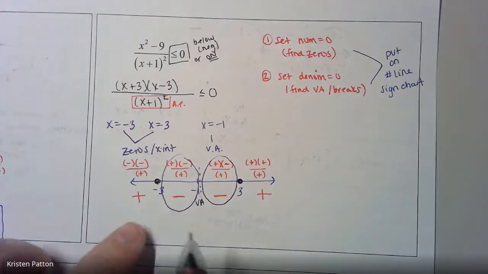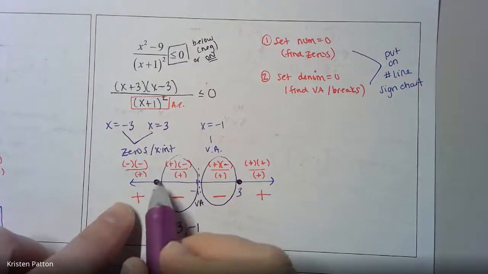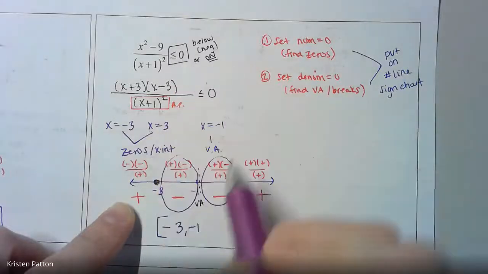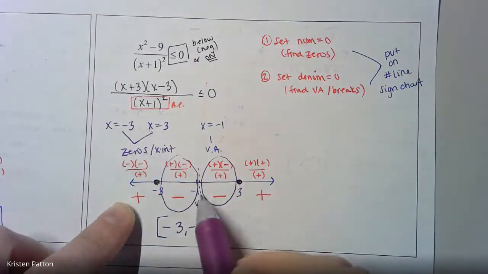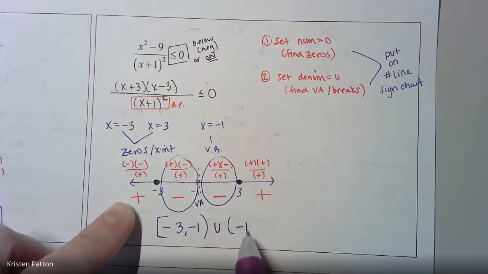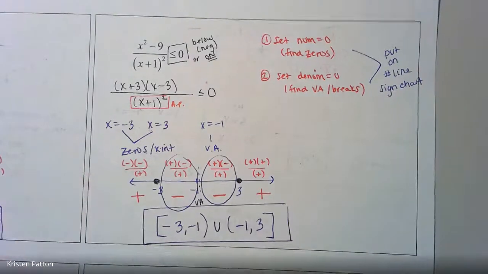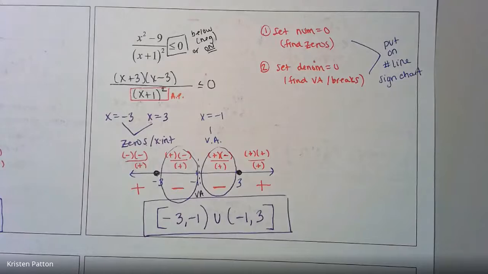Let's write that in interval notation. So I'm going from -3 to -1. I'm going to include the -3 because it said or equal to. I cannot ever include a vertical asymptote. And then we'll go again from -1 to 3. I get to include the 3 because it said or equal to.